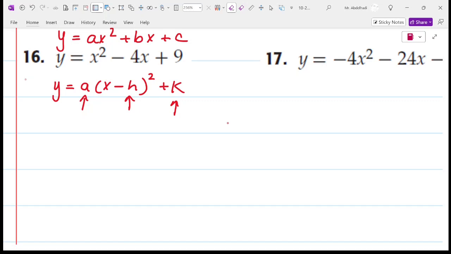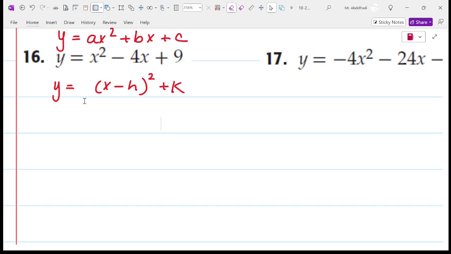So what's the a in this case? It's 1, right? So doing vertex form for this, you already know a is 1. So I can erase the a because you don't have to write it if it's a 1, right? The question is what's h and what's k, i.e. what is the vertex?